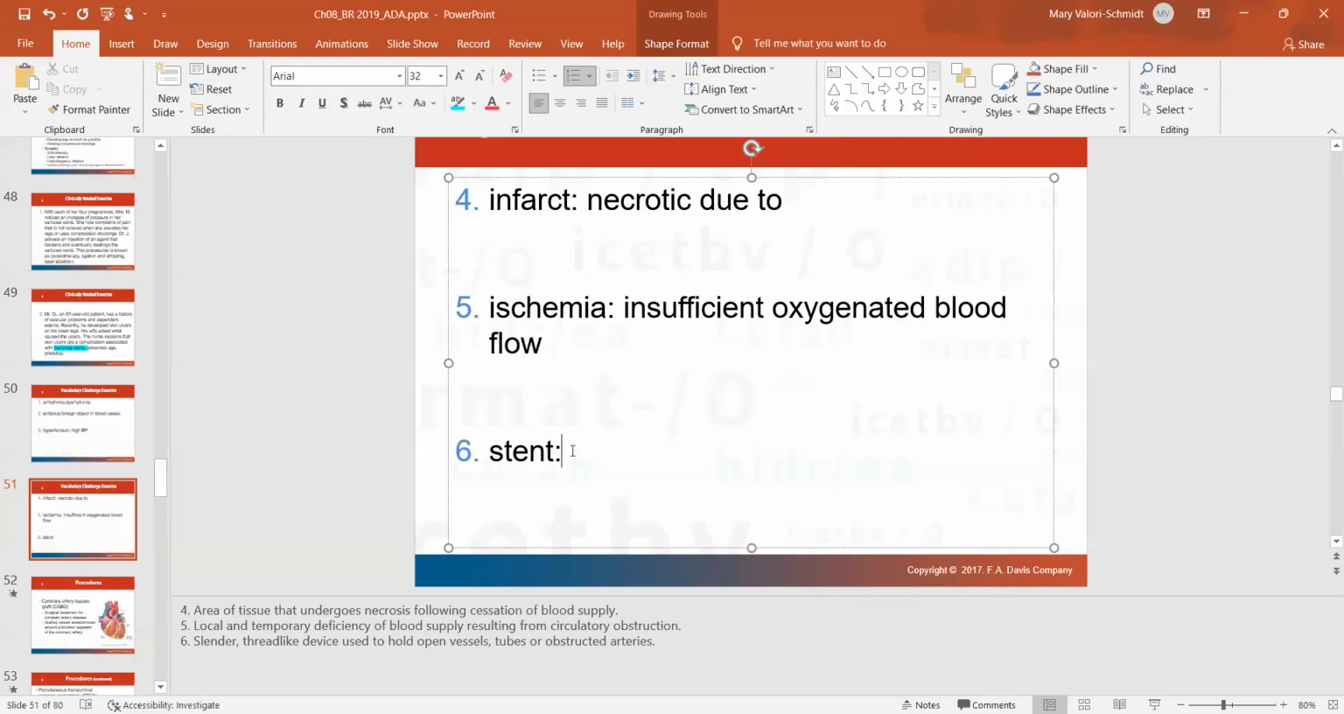And then what's a stent? It's like a tube to replace a vein. So it's a small tube that usually goes into an artery to open it up to let the blood flow the way it's supposed to.